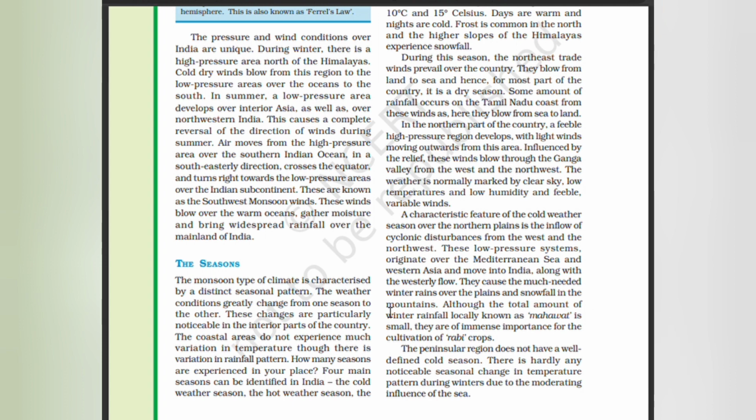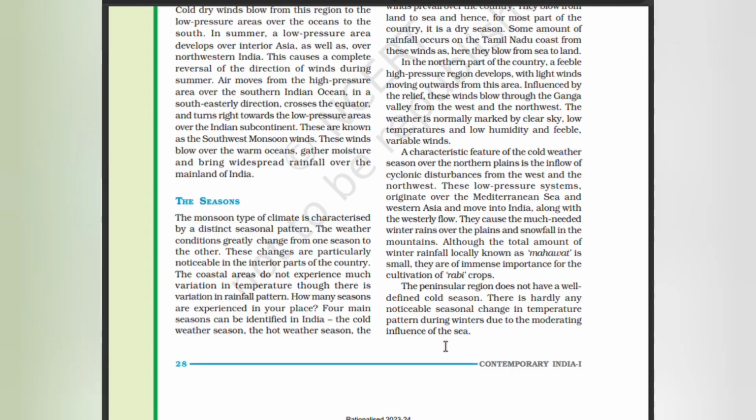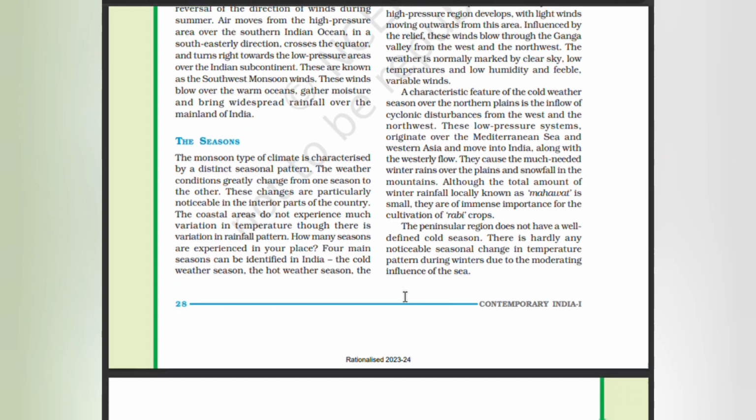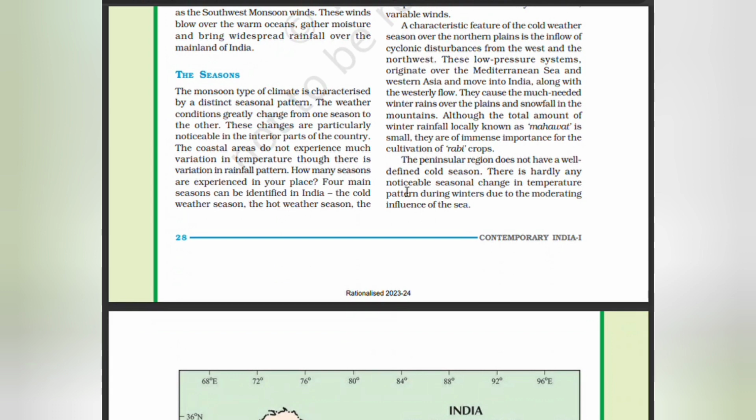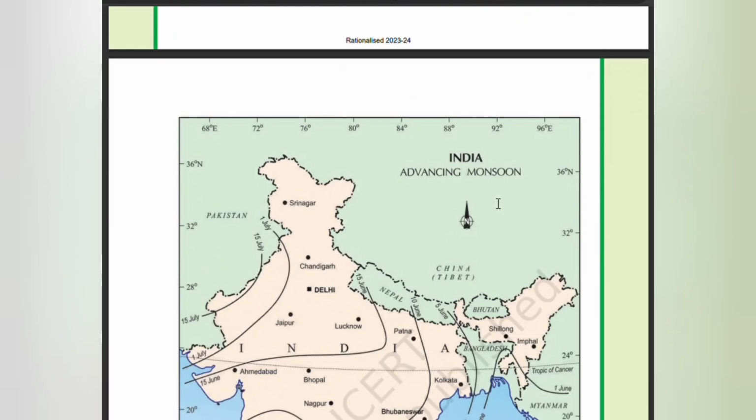Although the total amount of winter rainfall, locally known as Mahawat, is small, they are of immense importance for the cultivation of rabi crops. The peninsular region does not have a well defined cold season. There is hardly any noticeable seasonal change in temperature pattern during winters due to the moderating influence of the sea.